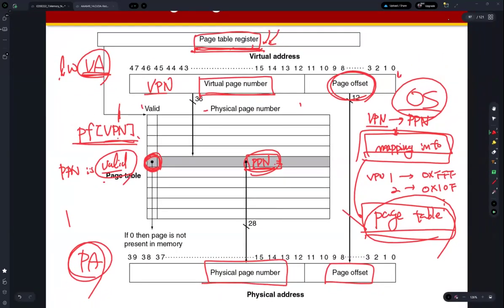Actually, this entry includes additional control bits, but in this example, I just showed the valid bit only. If the valid bit is 1, it means that the target page exists in the physical memory, like DRAM. If the valid bit is 0, which is invalid, it means that the target page exists in storage. Okay, so let's see the example.